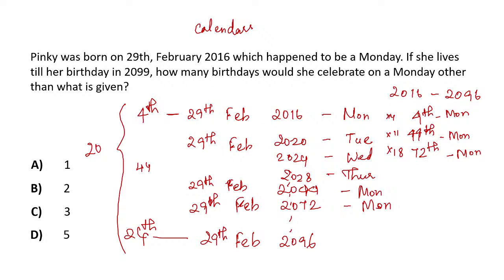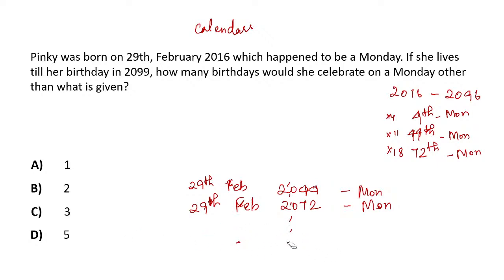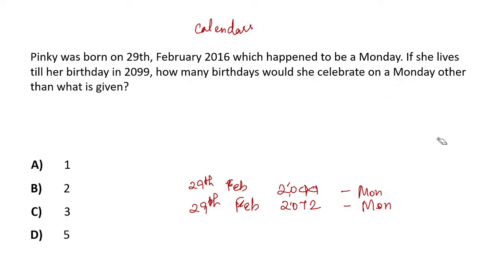Okay. So if she happens to celebrate her birthday on Monday, like when she is born, how many birthdays would she celebrate on a Monday? She will be celebrating it on 29th February 2044 and 29th February 2072. So these are the 2 years in which she'll be celebrating it on Monday. So the answer is option B, 2 birthdays.